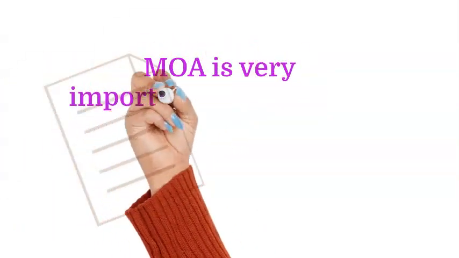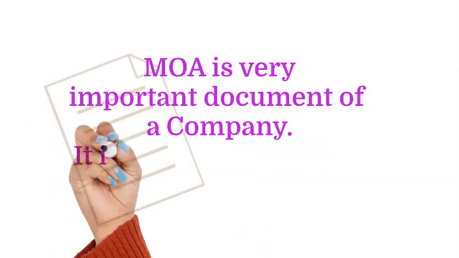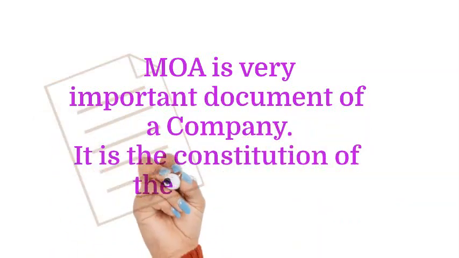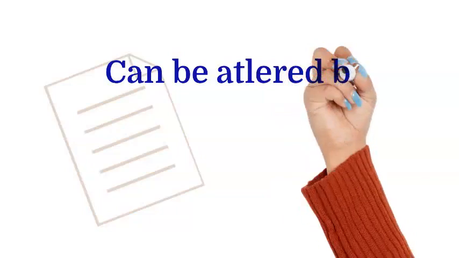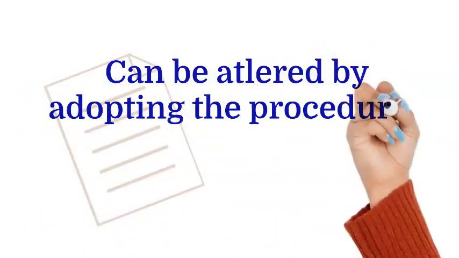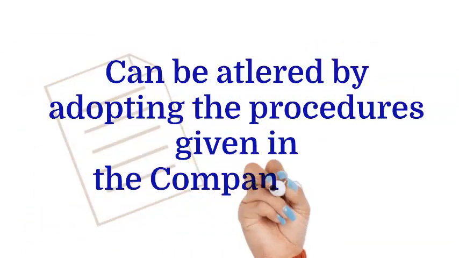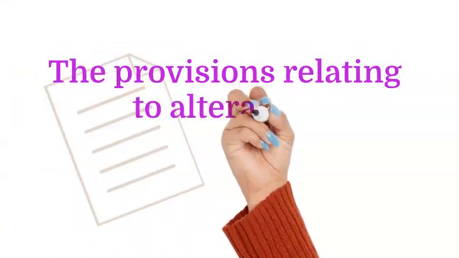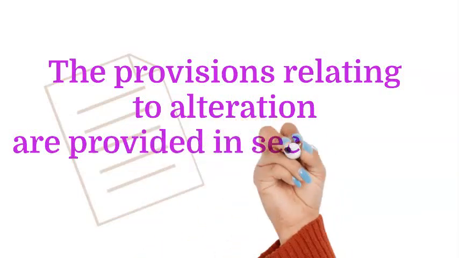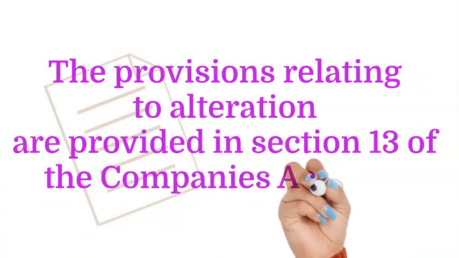The Memorandum of Association is a very important document of a company. It is the constitution of the company. So it is not an easy task for the company to alter the clauses of memorandum as per the will of the members. But it can be altered by adopting the procedure given in the Companies Act. The provisions relating to alteration are provided in Section 13 of the Companies Act 2013.